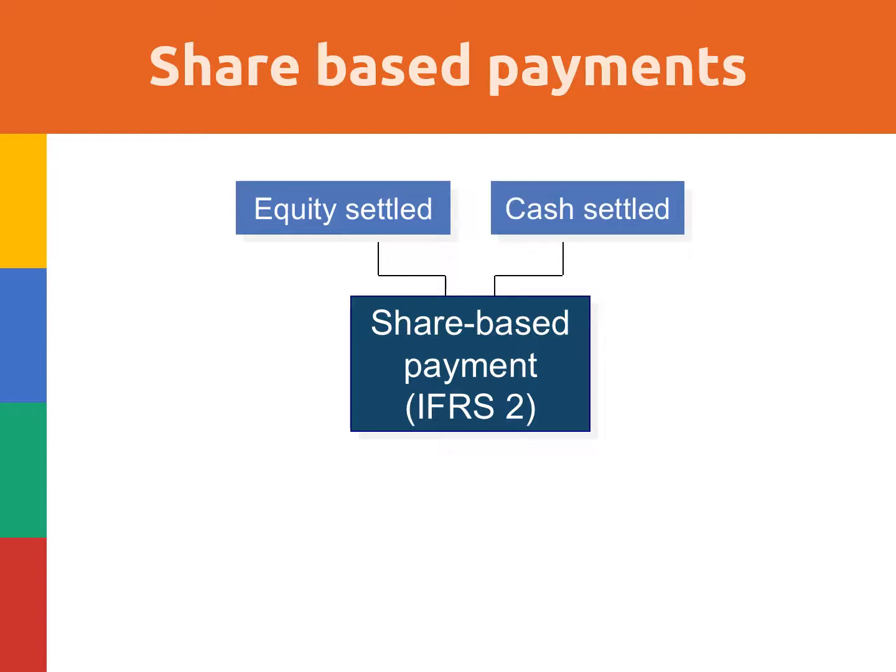A cash-settled scheme is basically just a bonus scheme, where the amount of bonus will be based on changes in the company's share price. As this is an amount paid out in cash, and is therefore an obligation, this will be recognised as a liability, and therefore remeasured each year end according to changes in the share price.